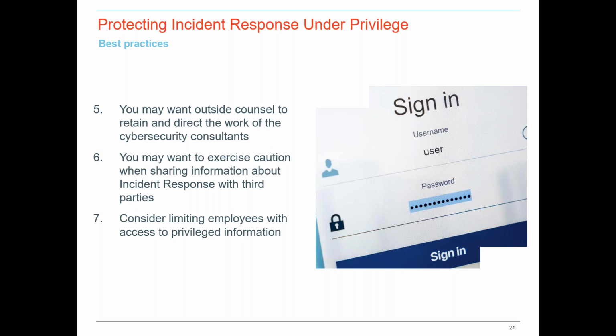Make sure that you are very careful about who you share information with, because if you share it outside of your law firm and your incident response firm, you very well may lose the confidentiality element that's required for the attorney-client privilege. And for that same reason, limit the number of employees internally who that information is being shared with, again, as a way to control that protected information and make sure that it is not being waived implicitly.